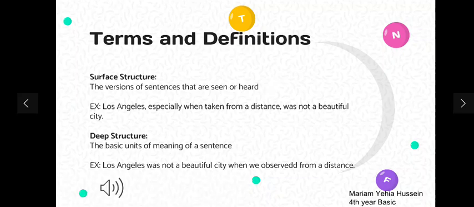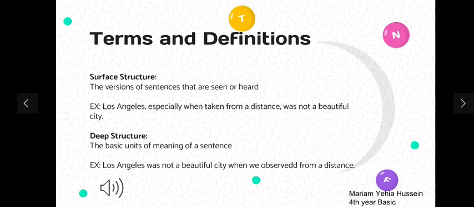So what's the surface structure? The surface structure is when you hear your colleague or your friend telling you a sentence like, Los Angeles, especially when taken from a distance, wasn't a beautiful city. So you heard the sentence and you knew the surface structure of it. So it's different versions of the sentence that are seen or heard.